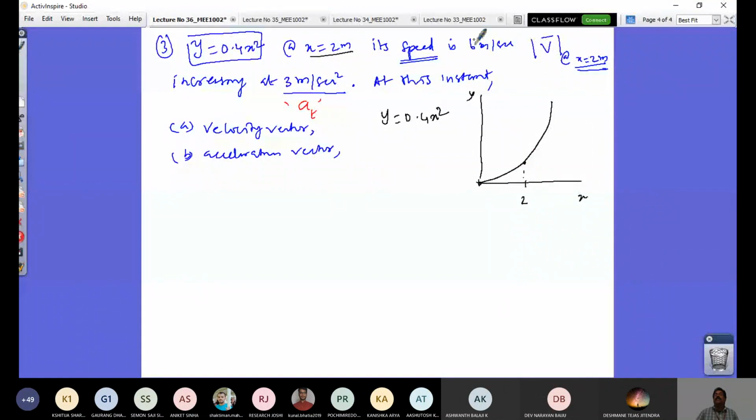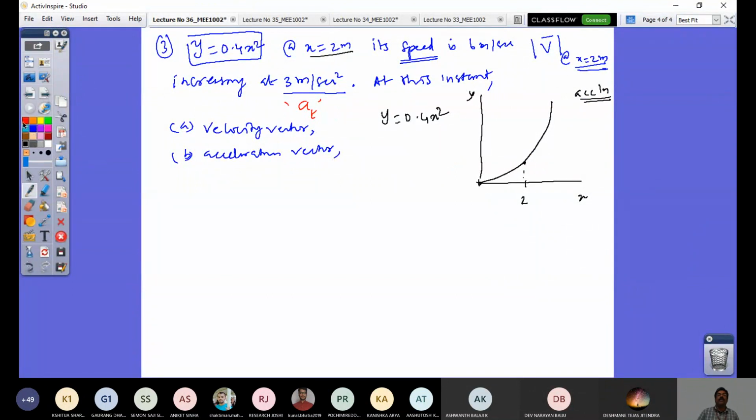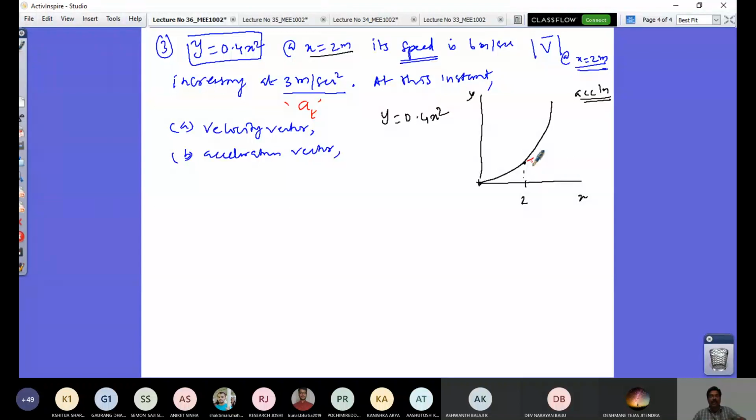The speed is 6 meters per second, right? And it is increasing. That means this particle moving in this path is accelerating. Acceleration is important because it's increasing in its magnitude. So if that is so, what is my velocity vector and acceleration vector? Let me draw my velocity vector. It is always tangential. So my velocity vector is this. If I extend this, this is a tangent here. So this is my velocity vector.